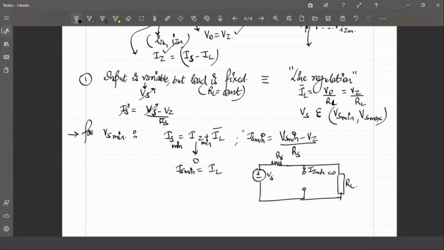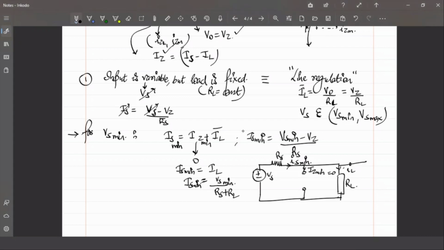So in that particular case, since the Zener diode current is becoming 0, what will be the total current flowing through the circuit here? The current Is will be equal to the current IL. And what will be that value? That value of current will be equal to Is minimum, which is equal to IL, and this value will be equal to Vs divided by Rs plus RL, isn't it? This will be the minimum value. What is the Vs value at that time? Vs minimum. When Vs is at its minimum, this is what is happening, Is minimum.